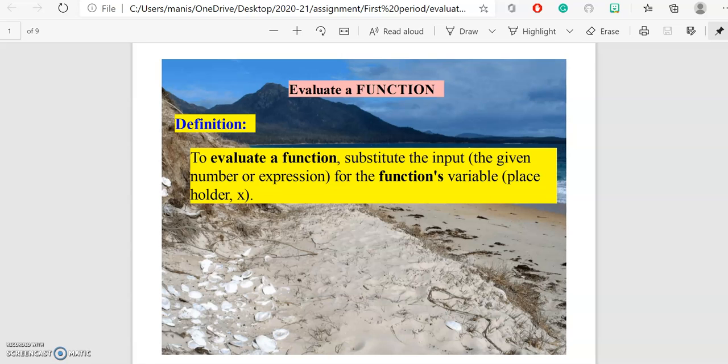Today we will be learning about how to evaluate a function. To evaluate a function, substitute the input, the given number or expression, for the function's variable, placeholder x.